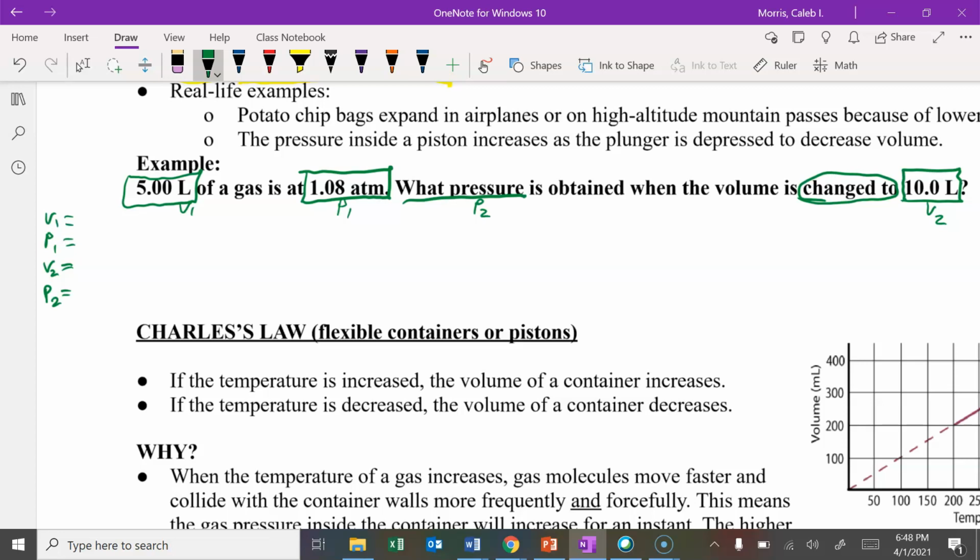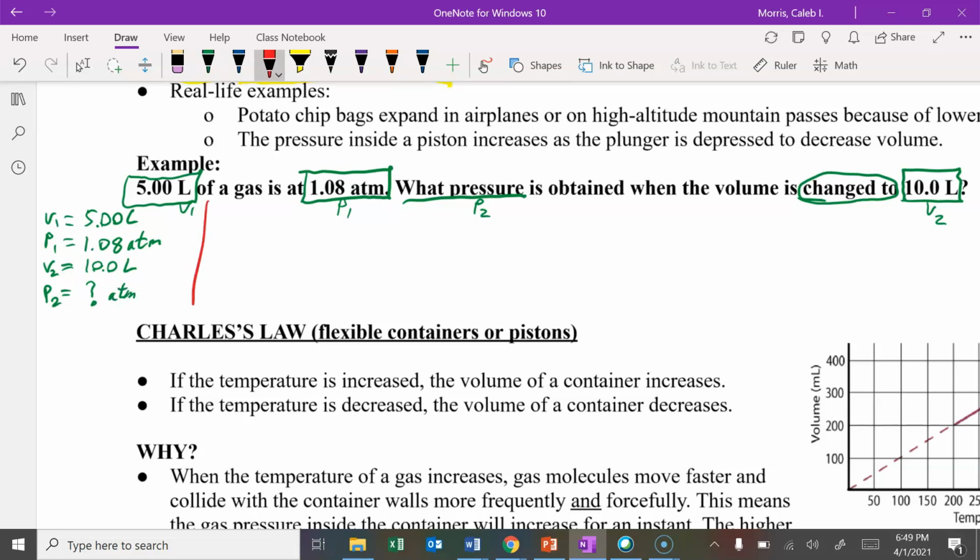I have 5.00 liters, and then P1 is 1.08 atmospheres. V2 is 10.0 liters as given in the problem, and P2, that's what I don't know, so I'm just going to put a question mark there. Well, the liters, those units match, the volume units match, so my pressure units are going to match. I'm going to have atmospheres as my unit in the answer.